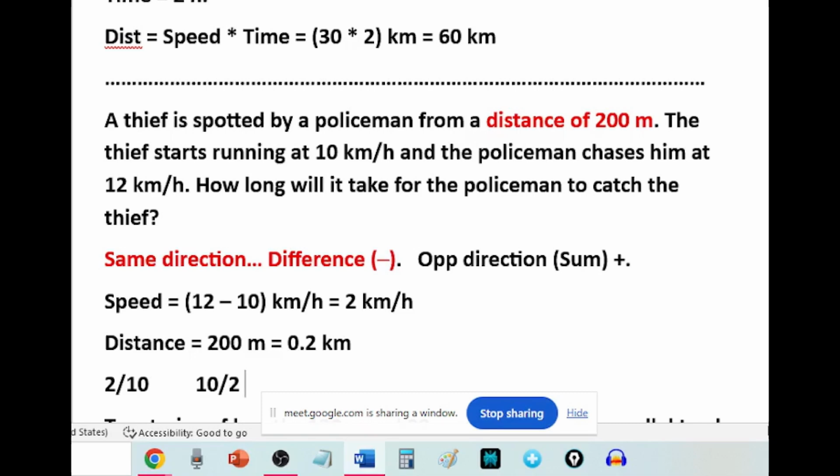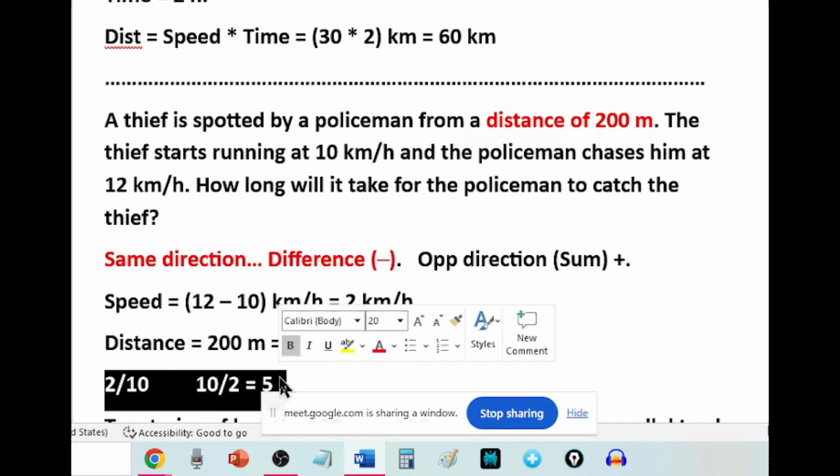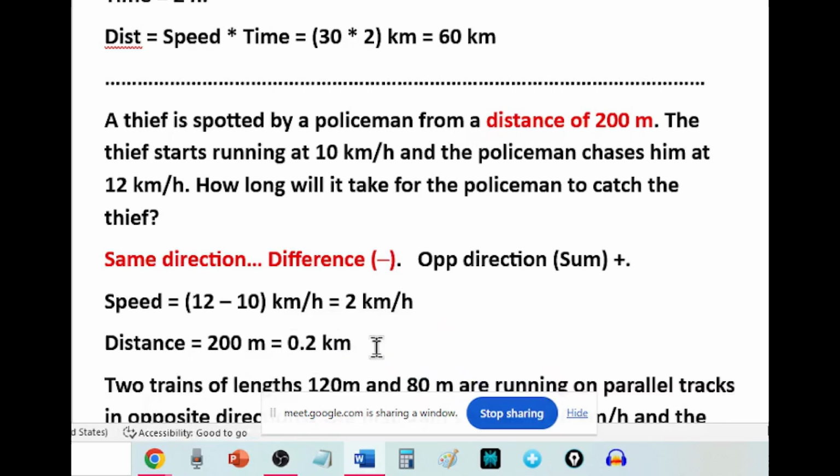10 by 2 will give you 5. 2 by 10 will not give you 5. It will give you 1 by 5, or 0.2. Okay? This part is okay? Okay. So now what you have to find?